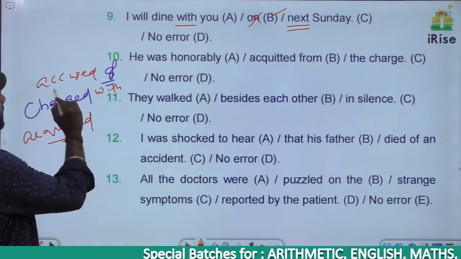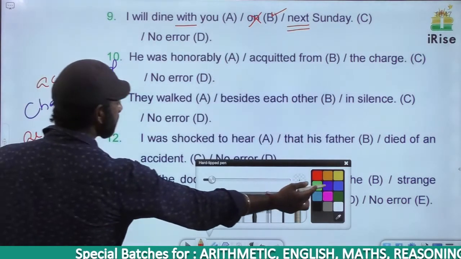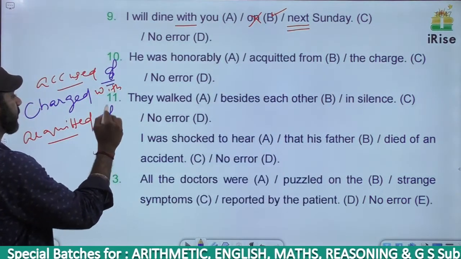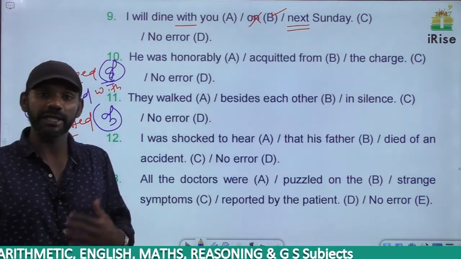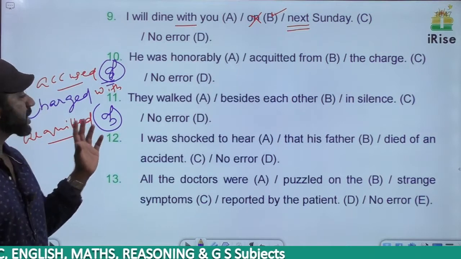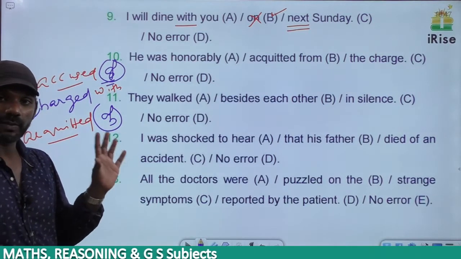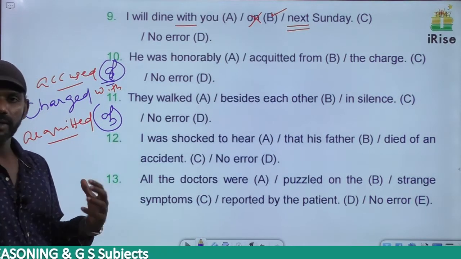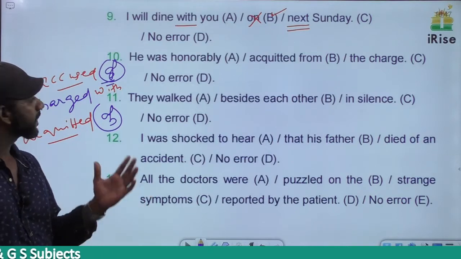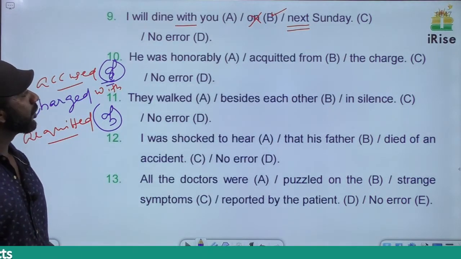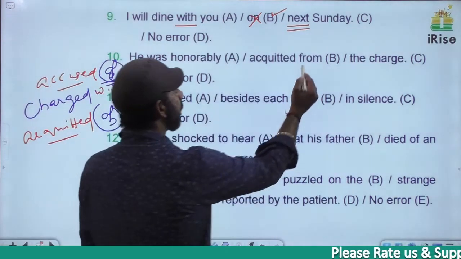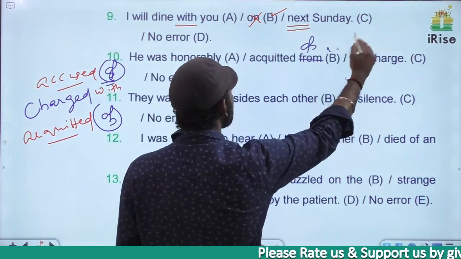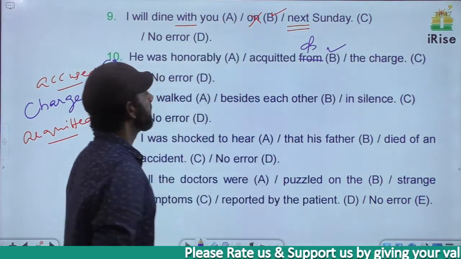Now acquitted and accused will be followed by the preposition of, right? Acquitted and accused will be followed by the preposition of. Free of. Charged will be followed by the preposition with. So it's accused of, acquitted of, charged with. Now come to this. He was honorably acquitted from the charge is wrong. He was honorably acquitted of the charge. The error is in part B.